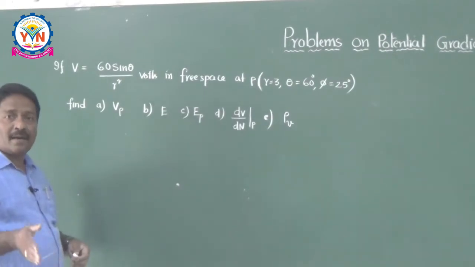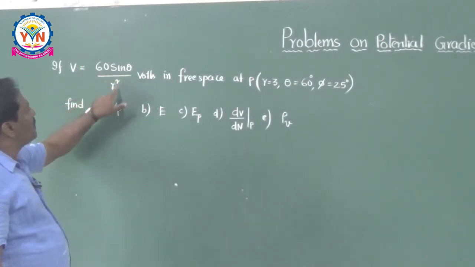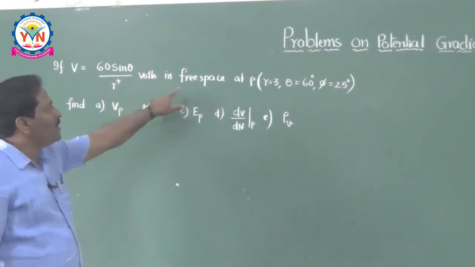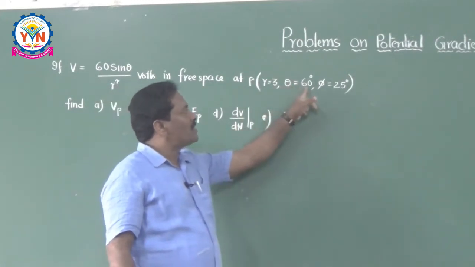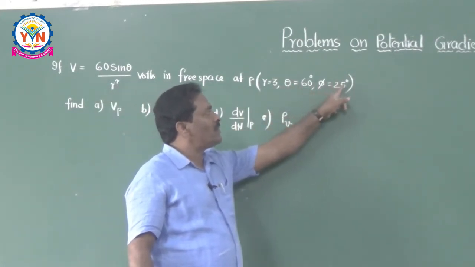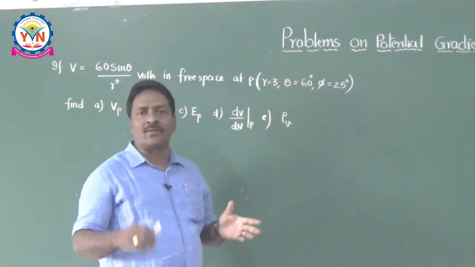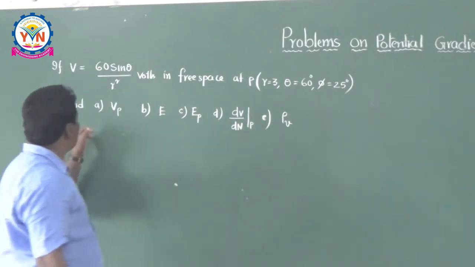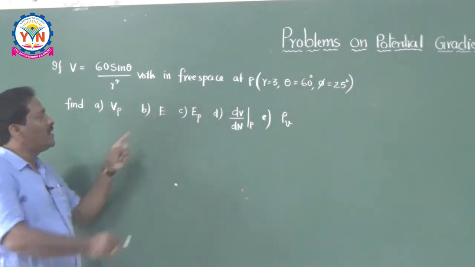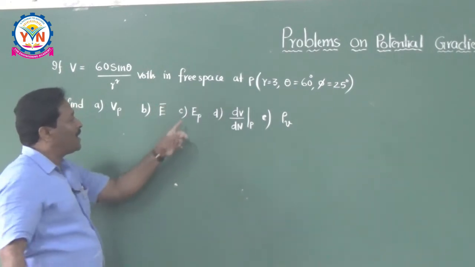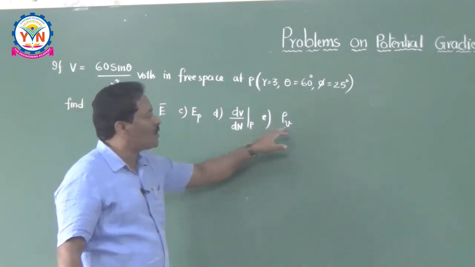Coming to this problem, if V is equal to 60 sin theta by r square volts in free space at a point P of r is equal to 3, theta is equal to 60 degrees and phi is equal to 25 degrees. As soon as you have seen r theta phi, it is nothing but a spherical coordinate system, and it is asking to find out the potential at the given point, electric field intensity E bar, dV by dN at that point and rho v.